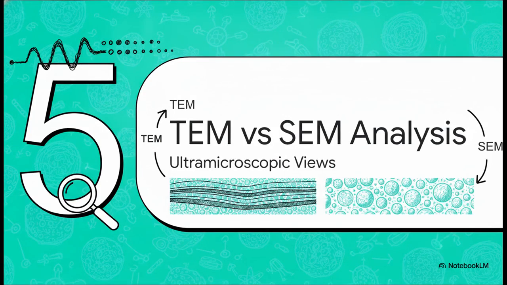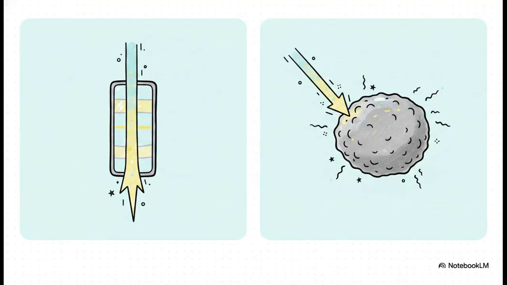Section 5. TEM vs. SEM Analysis. 2 views of the ultramicroscopic. Let's move to the practical application and see how this all builds together. In the ultramicroscopic world, we primarily use 2 dominant microscopes, and they give us 2 totally different perspectives. The first is the transmission electron microscope, or TEM. In TEM, the electrons are transmitted directly through an ultra-thin slice of a specimen treated with heavy metals. Think of it like cutting a cross-section.